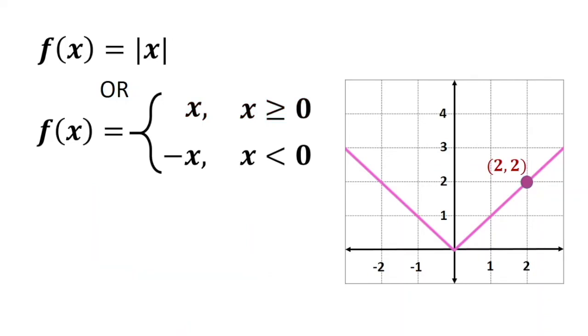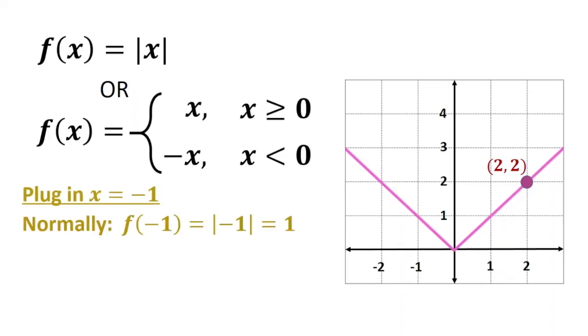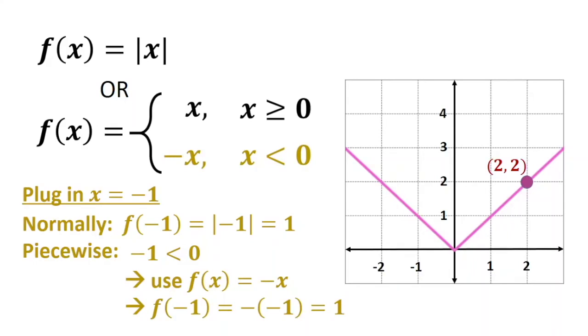But what if we start with x equal to negative 1? Well, normally, we would take f of negative 1, which is equal to the absolute value of negative 1, which is just 1. Or, if we wanted to use the piecewise function, since negative 1 is less than 0, we're going to use the second of the two rules for f, or f of x is equal to negative x. So we get f of negative 1 is equal to negative negative 1, which is just equal to 1. This agrees with the other way of using the absolute value function, as expected.